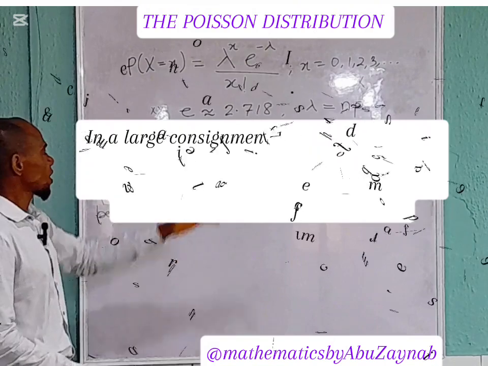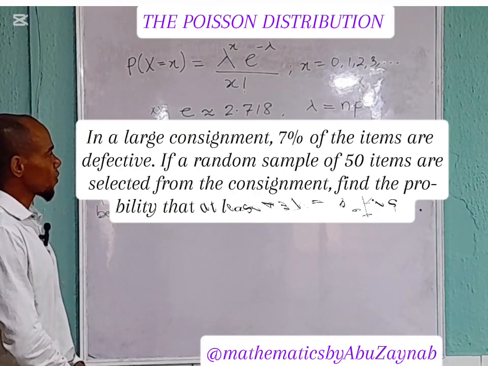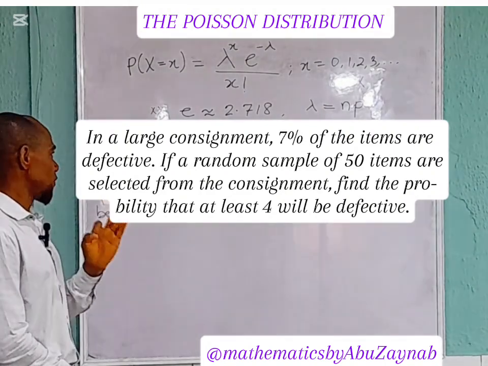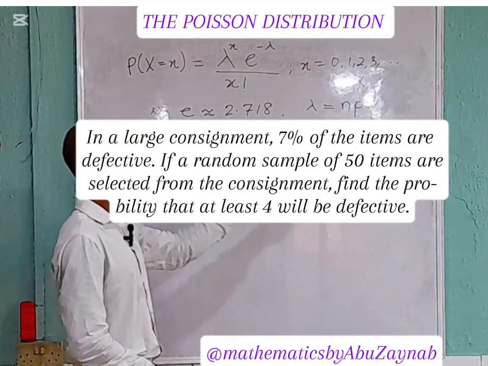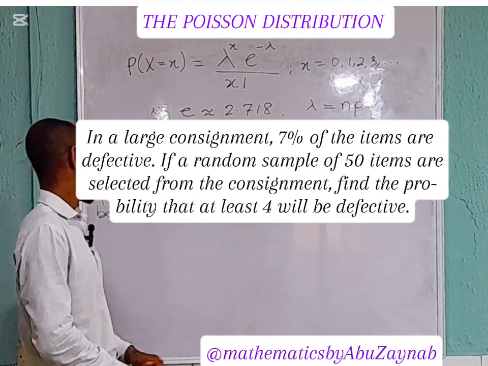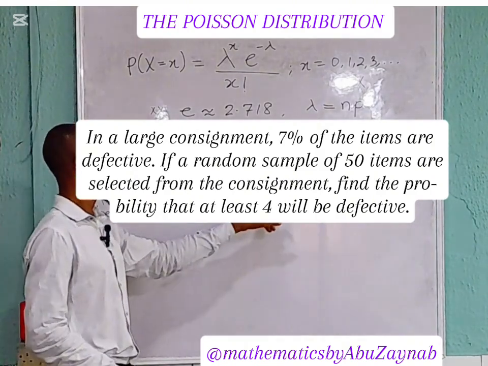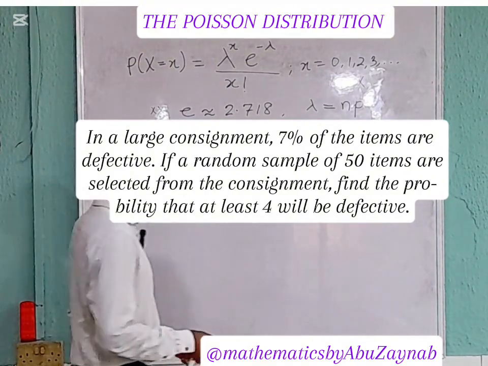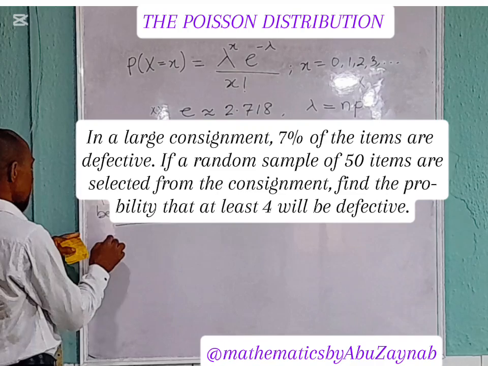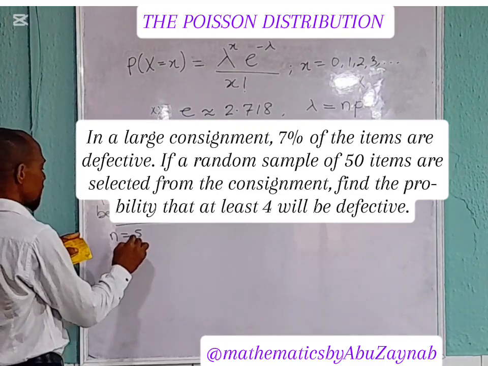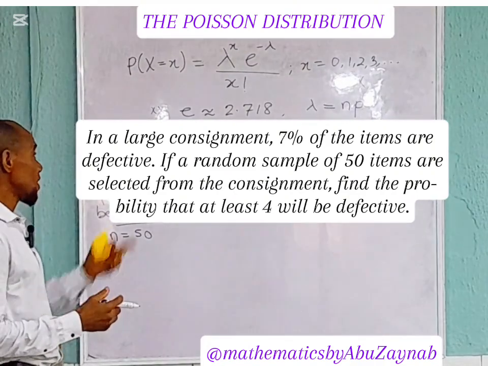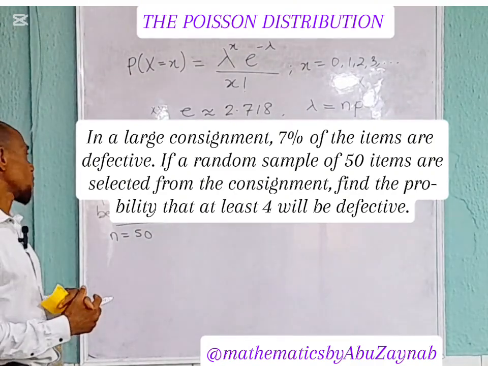In a large consignment, 7% of the items are defective. If a random sample of 50 items is selected from the consignment, find the probability that at least 4 will be defective. Okay, here we go. To start with, we list n is 50 in this case. It is quite large. We can't possibly use binomial, hence we are opting for Poisson.